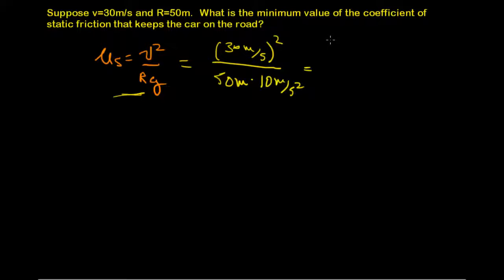And so this is 900 meters squared per second squared divided by 500 meters squared over second squared. Right, and so this is 1.8. That would be a pretty high coefficient of static friction. Nevertheless, that's what would be needed to make a turn that tight at that highest speed.